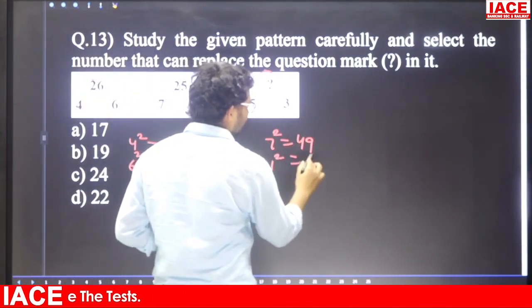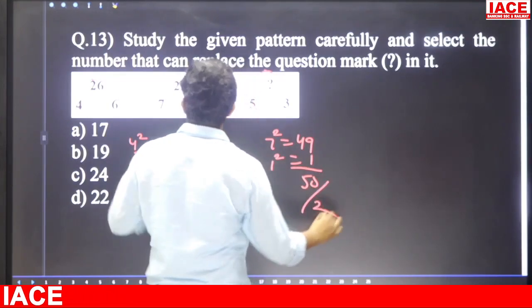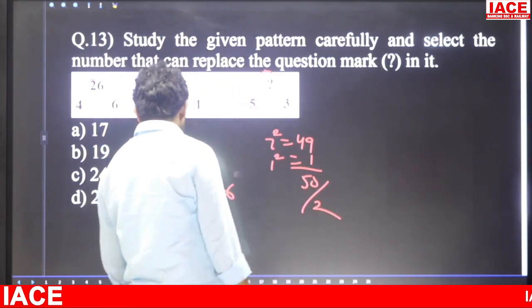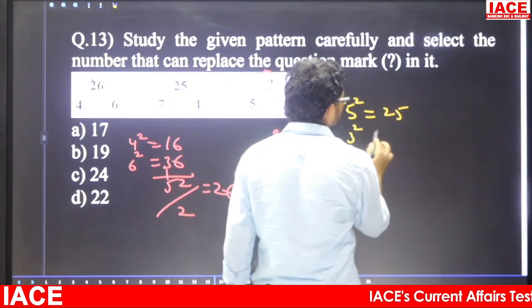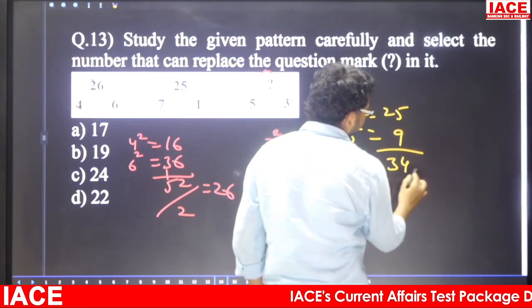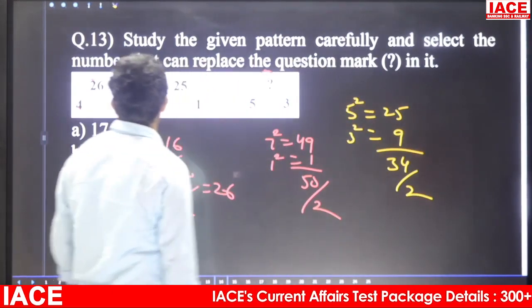Next, 1 square is what? 1. Total is what? 50. 50 by 2 is what? 25. In the same manner, given 1 is what? 5 square. 5 square is what? 25. 3 square is what? 9. Total is what? 34. 34 by 2 is what? 17. Answer is what?